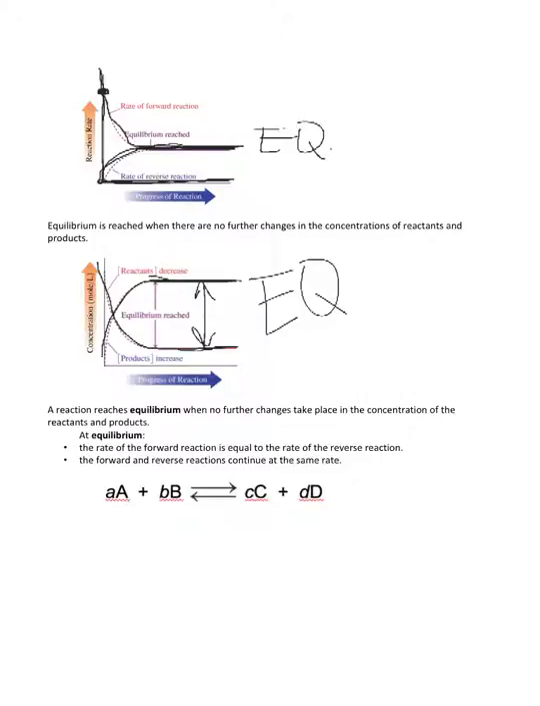So once you reach equilibrium, no further changes take place in the concentration, right, or amounts of the reactants and the products. So again, at equilibrium, the rate of the forward reaction is equal to the rate of the reverse reaction. And they continue on at the same rate. And there are no further changes in the concentrations of the reactants and products. That is how you know you've reached equilibrium.